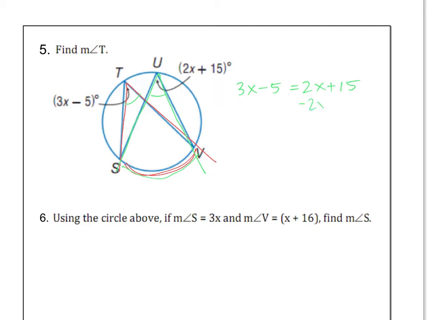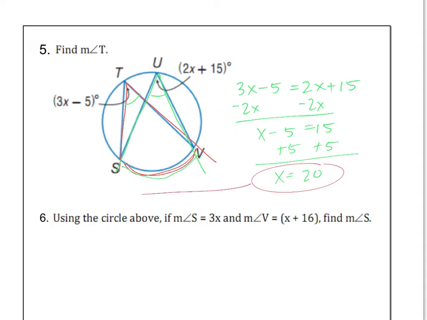Go ahead and solve. So subtract your 2x, add your 5. X equals 20. Is that our final answer? No, it is not our final answer. We have to plug it in and find the measure of angle T. So the measure of angle T is going to be 3 times 20 minus 5, which is 60 minus 5, I think that's 55 degrees is the measure of angle T. Angle U would have that same measure, by the way.